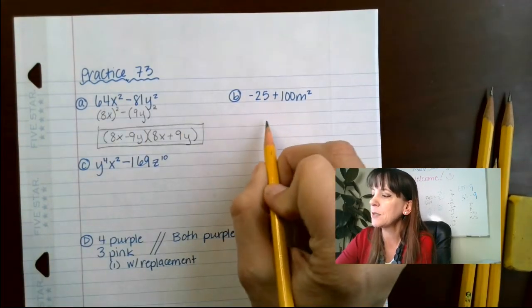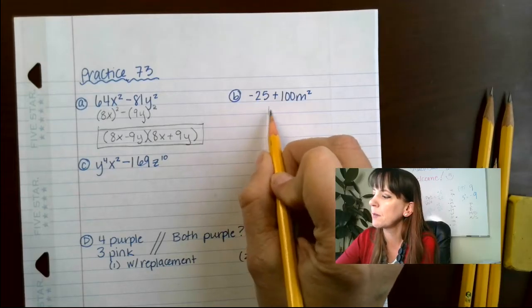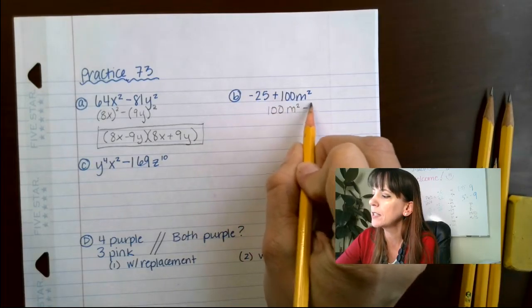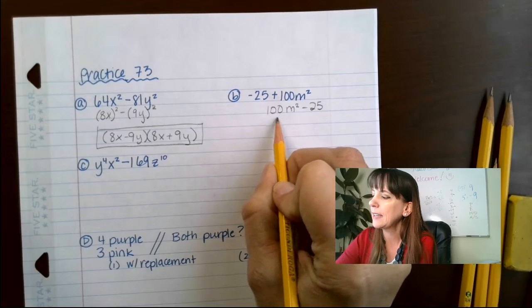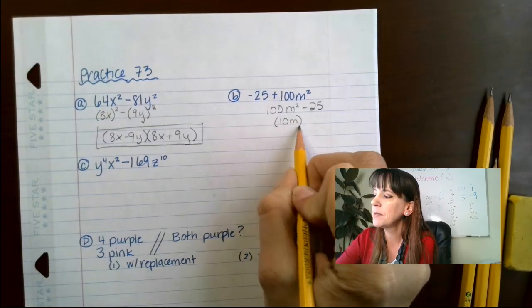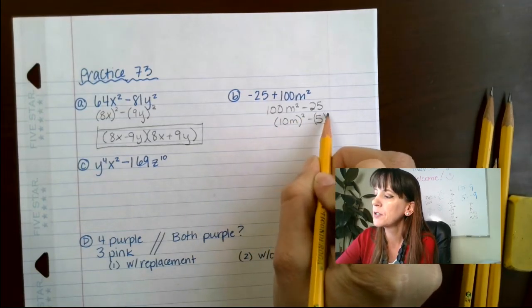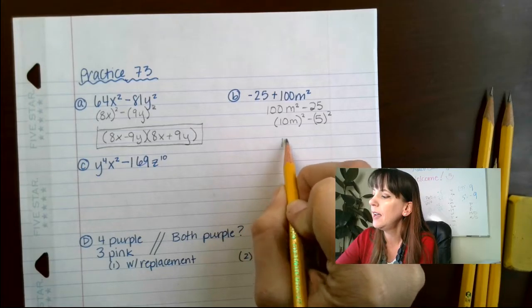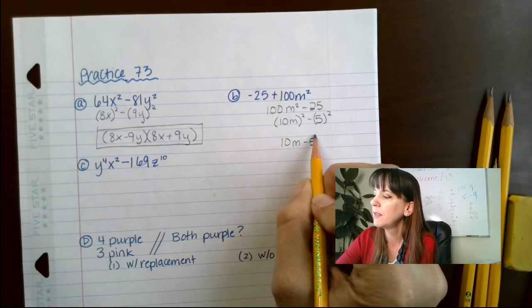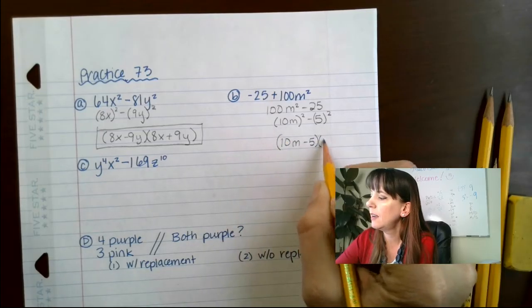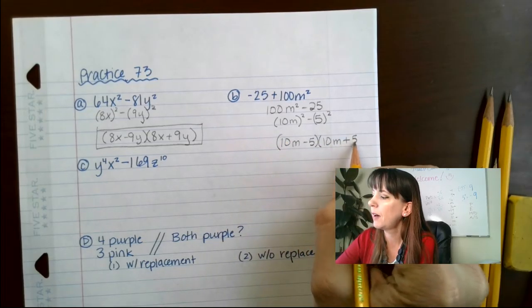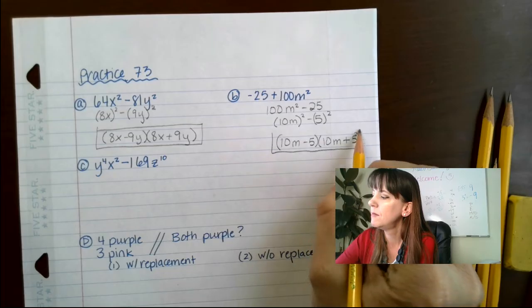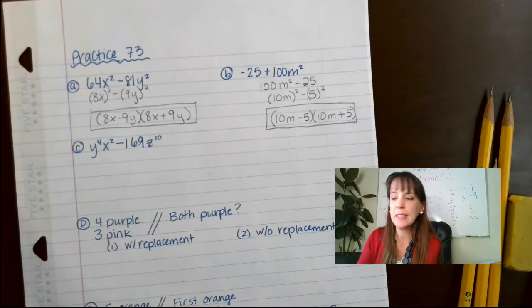For this guy, it's not a subtraction problem, so we gotta fix that. So it's gonna be 100m squared minus 25. That gives us 10m squared minus 5 squared. So we end up with 10m minus 5, 10m plus 5. Like that.